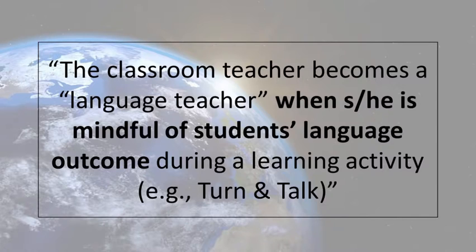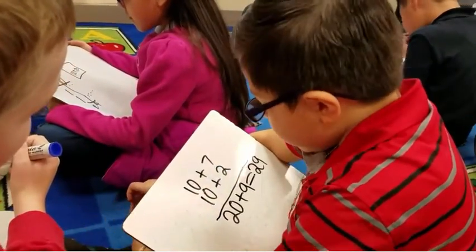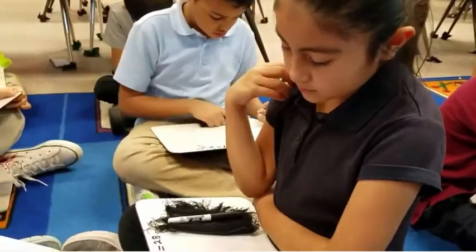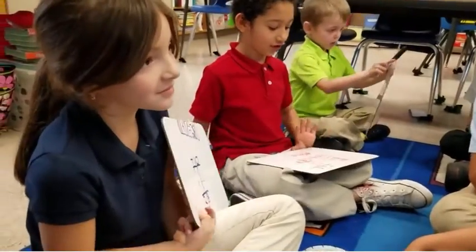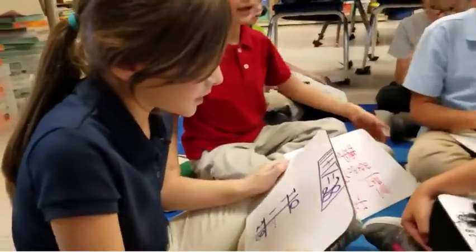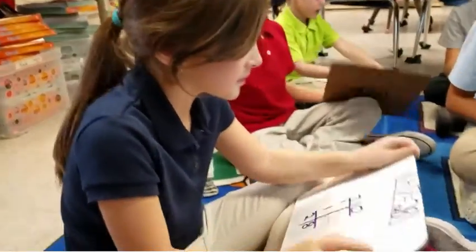The classroom teacher becomes a language teacher when she's mindful of students' language outcome during a learning activity like turn and talk. As classroom teachers purposefully build academic language in second language learners through strategies like turn and talk, they are more equipped to participate in rigorous discussions and demonstrate their learning in class. When a classroom teacher plans in advance what types of academic language she wants her language learners to develop and how she can facilitate that learning during the lesson, she is teaching her globals to access the academic rigor that they need to succeed in school.